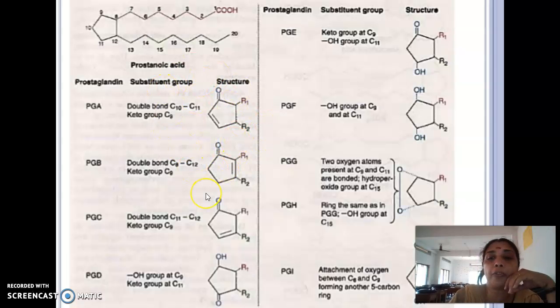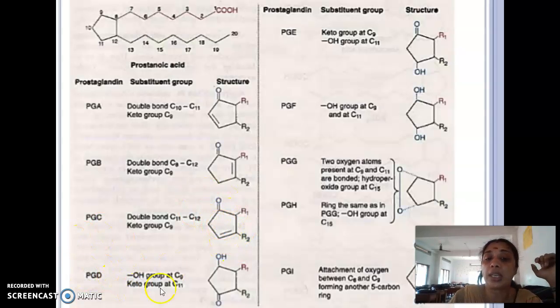Other than that, the modification in each type of prostaglandin is that in the PGA family there is a double bond on the 10th position and a keto group on the 9th position. In case of the PGB family, the double bond is there in the cyclopentane ring system, but it is shifted from the 10th position to the 12th position, but the keto group remains the same. Now in case of the PGC family, it's not that common, right? The double bond is on the 11th position, and the keto group remains the same.